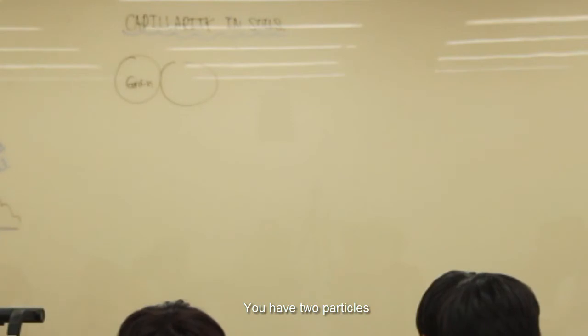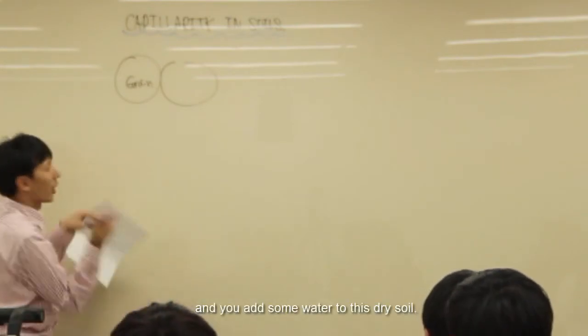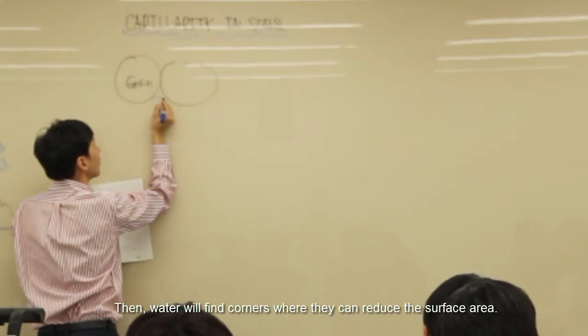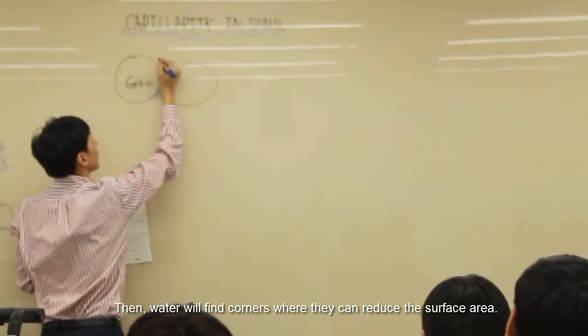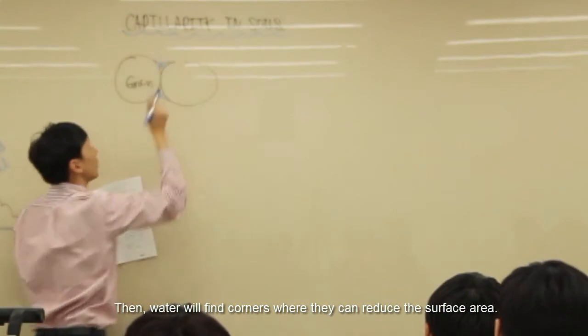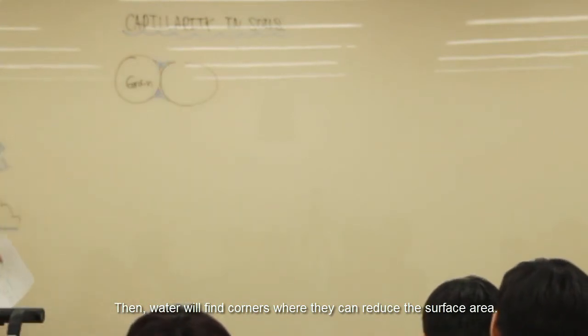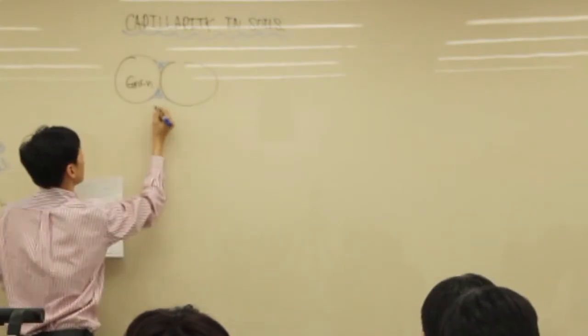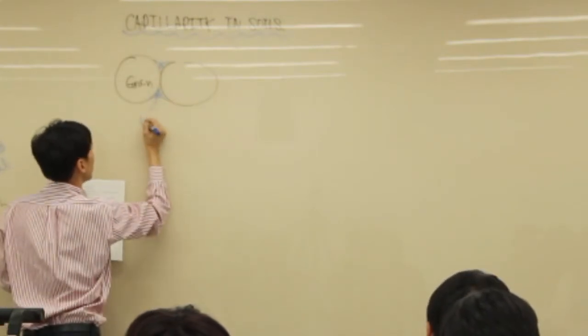We have two particles, and you add some water to this dry soil, and the water will find the corner where it can reduce the surface area of the water. So this is the water.